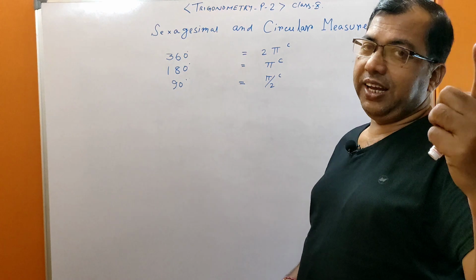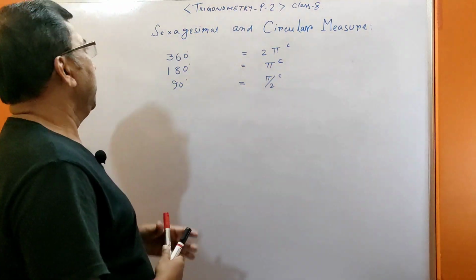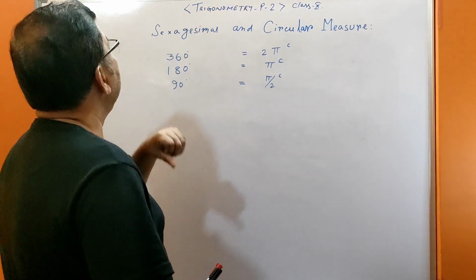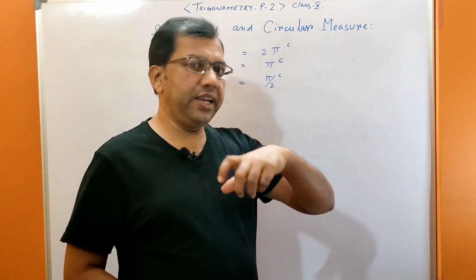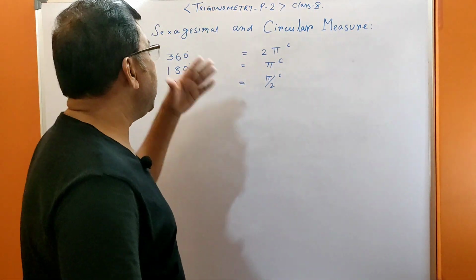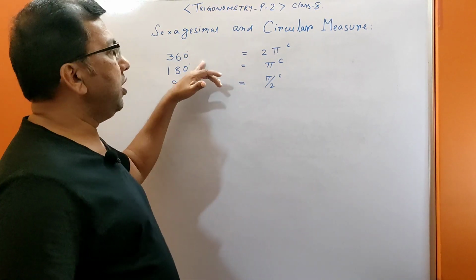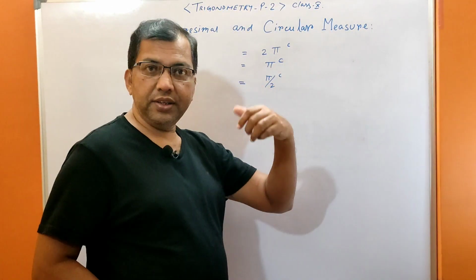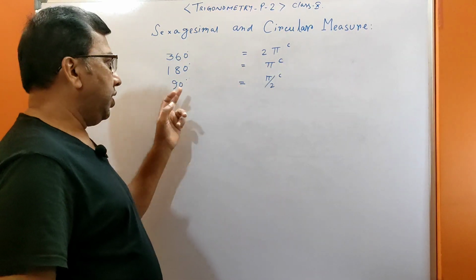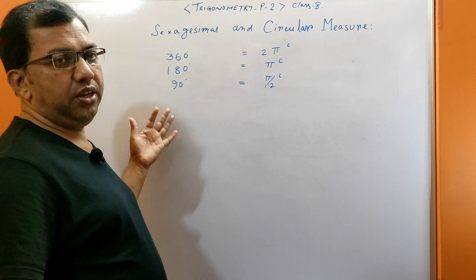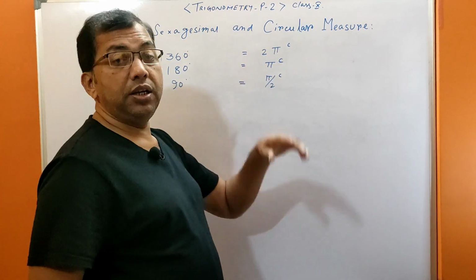बच्चों, इंट्रो देख लिया, तो देखो पढ़ाई. Okay, yesterday we discussed the sexagesimals and circular measures, that is, degree and radian. In sexagesimals the unit is degree and in circular measure it is radian. So you have to convert: 360 equals 2 pi, 180 equals pi, 90 equals pi by 2, 45 equals pi by 4, and you can convert to different sexagesimals and circular measures.